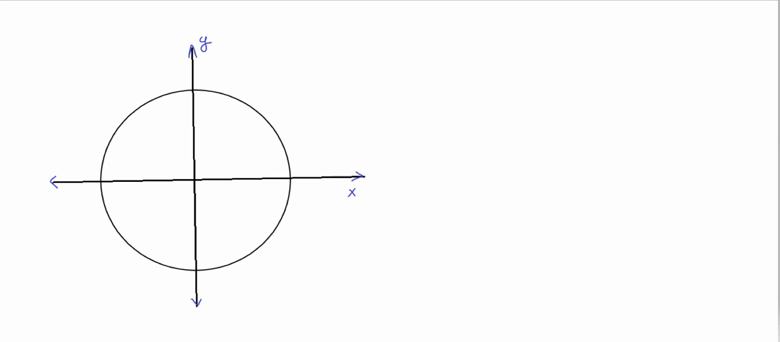Dear students, in this lesson we are going to learn about the unit circle. I have a circle here. I put it on the Cartesian coordinates. This coordinate is x and this coordinate is y. The radius of the circle is 1.